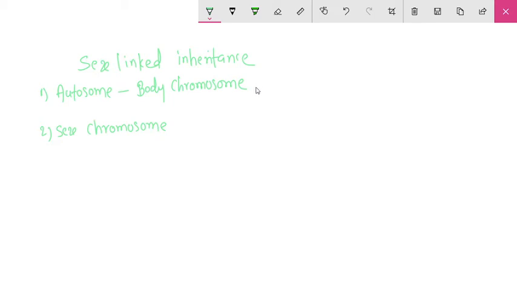So the autosomes are the body chromosomes, or the chromosomes not associated with the sex. Generally, these autosomes are the homologous chromosomes.